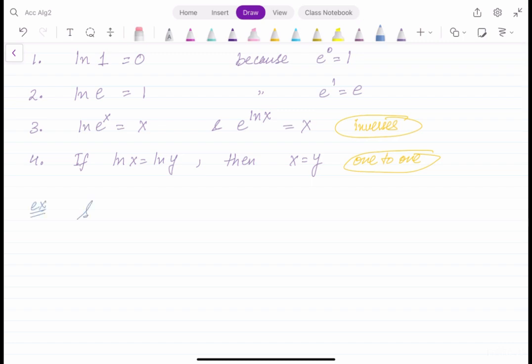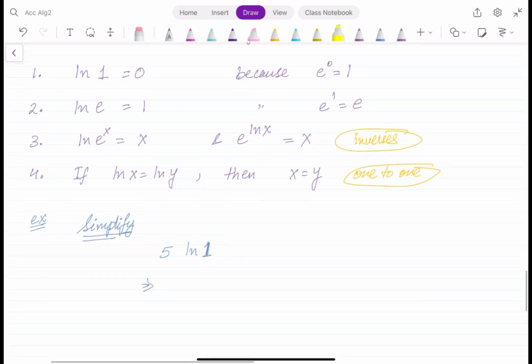Let's take one example. Let's simplify 5 times ln of 1. Now look at the properties that we just listed. What is ln of 1? ln of 1 is nothing but 0. So 5 times 0, anything times 0 is what? Just 0. So the answer is 0. As simple as that. So these are the properties of the natural log, and if natural log is the first time that you are learning this, I hope it made sense.